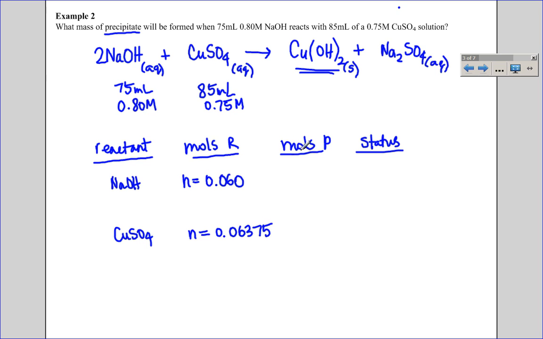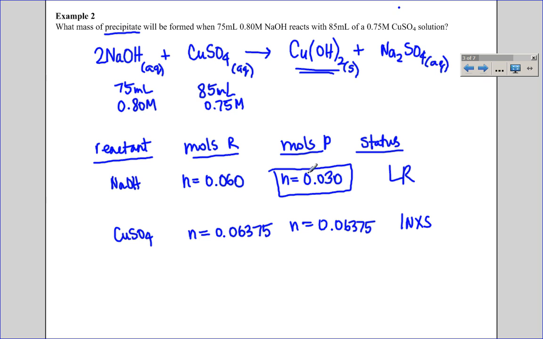To find the moles of the product, I need to apply the ratio. So for the sodium hydroxide, it's a 2-to-1 ratio. So my moles of copper hydroxide based on sodium hydroxide are 0.030. And the copper sulfate and copper hydroxide are in a 1-to-1 ratio, so the moles of copper hydroxide based on the copper sulfate is 0.06375. At this stage, I can see that my limiting reactant is my sodium hydroxide, so the actual amount of product that I can produce in this case is 0.030 moles.